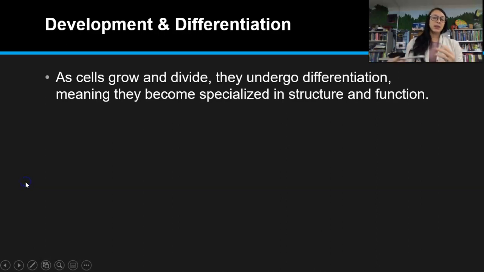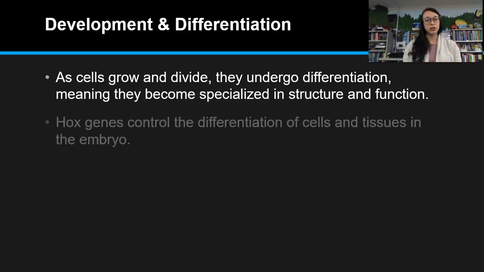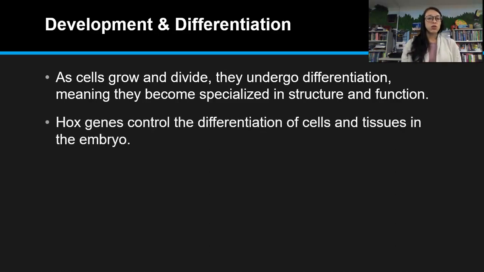This is important when it comes to things like development and differentiation. Your body needs to be able to turn things on and off in order for you to develop properly. As cells grow and divide, they undergo differentiation, which we learned about a few units ago. Remember when we were talking about stem cells and we did our planarian activity? As cells grow and divide, they undergo differentiation, meaning they become specialized in structure and in function. Hox genes control the differentiation of cells and tissues in the embryo. We'll talk a little bit more about Hox genes in just a minute.